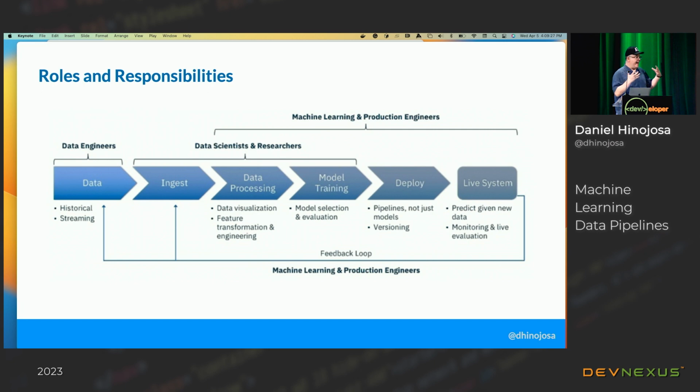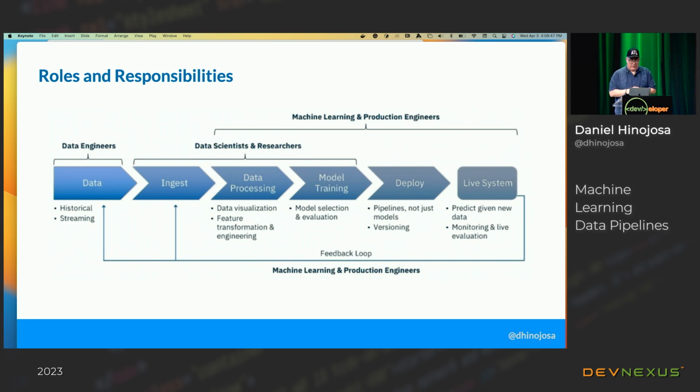Historic is like, hey, let's go to a big old data store that we've been collecting information over the years and let's do something with it. Streaming is the moment something happens, we want to do something and munge and transform that data the moment that it's happening. That's the difference here between the historical and streaming.